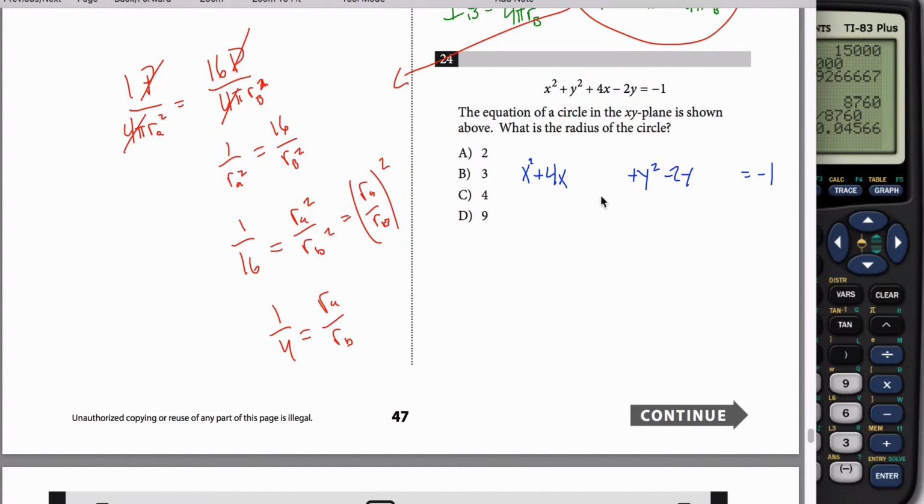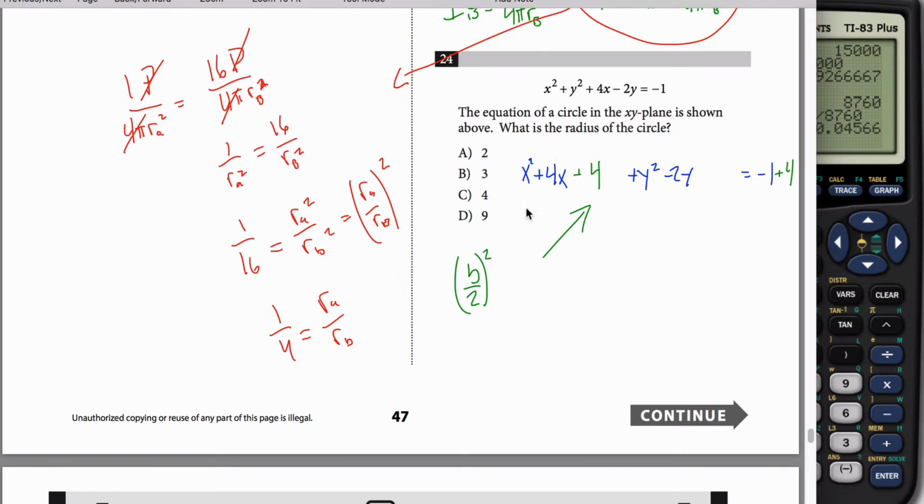And your goal is to make this a perfect square. To make this a perfect square, you need a number right here. You end up needing the number 4. If I'm going to just add it right here, I better add it to this side of the equation as well. How do I know this is 4? This number is always going to be half of b squared, where b is the coefficient on your linear term. It's this 4 right here.